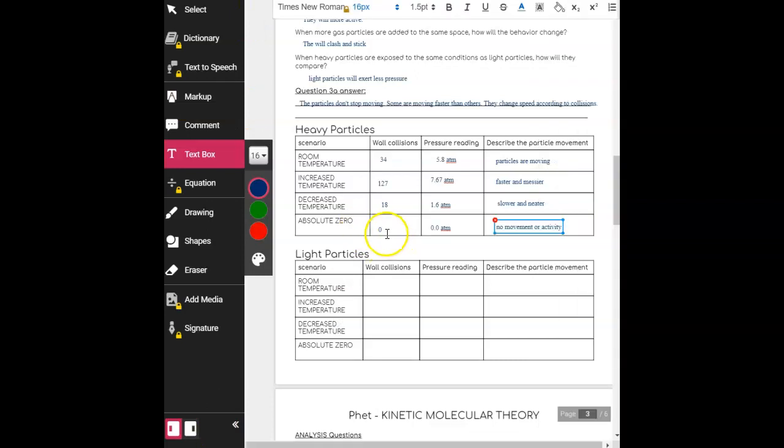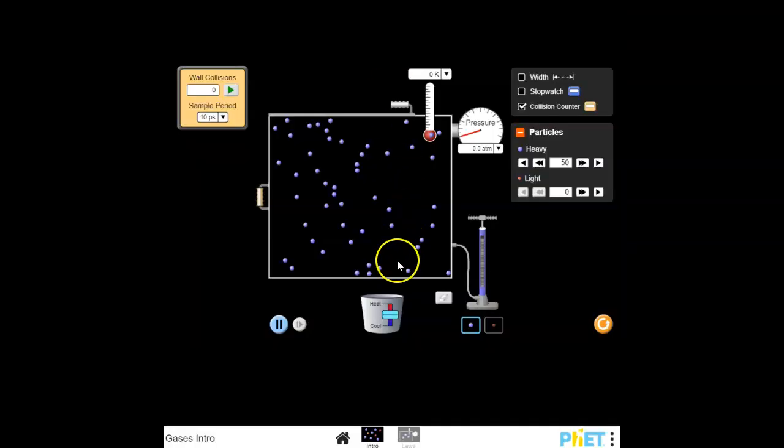So we have marked down absolute zero, 0 wall collisions, 0 pressure, and no movement or activity, or at least imperceptible. If you do watch it, though, over time, you will see that these particles are going to get closer to that wall. And you can even see this. This one seems to be slowly separating from the wall, I think. You have to watch it a long time.